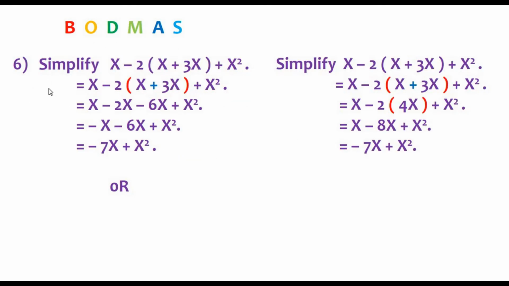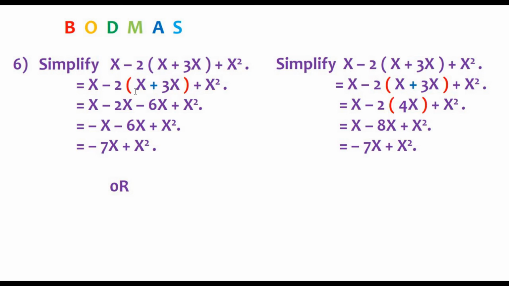Let's move to problem 6, which says simplify x minus 2 open brackets x plus 3x close brackets plus x squared. So here, as you can see, if we are applying the BODMAS rule, there are two ways that you can do it. One is you can sort what is within the bracket and then carry on with the rest of the rules, or else you can multiply by the outer value and then sort the bracket.